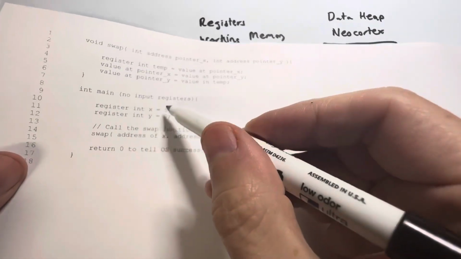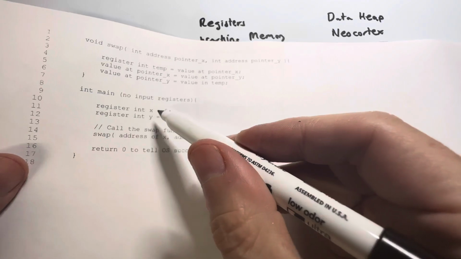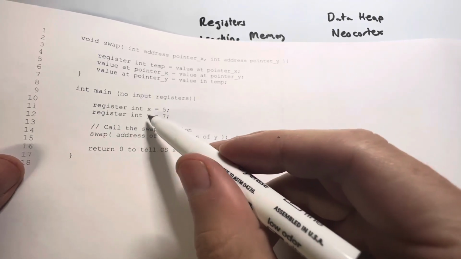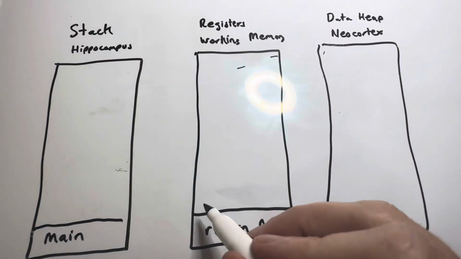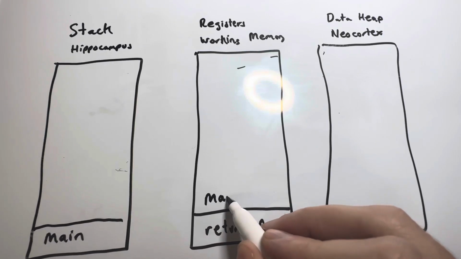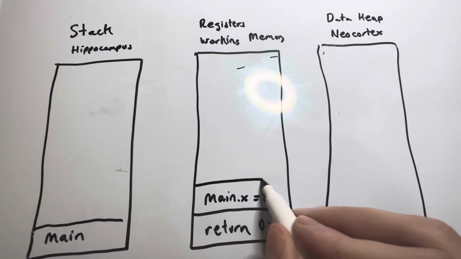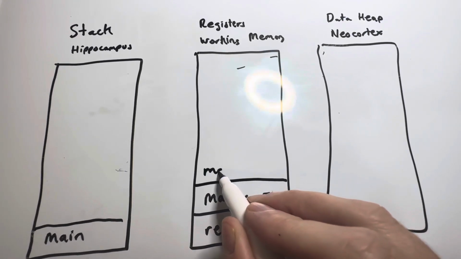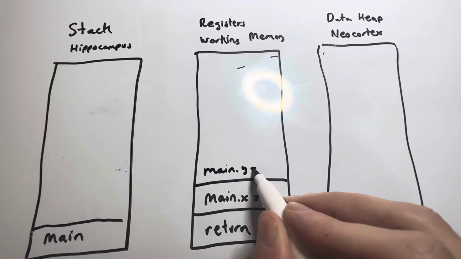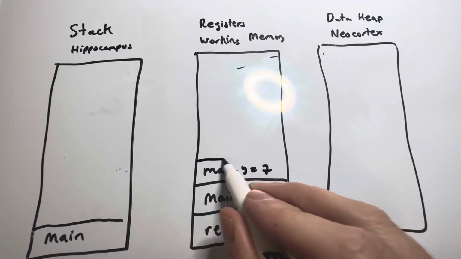And then we go through our code and allocate. So here we have allocating a register int x equal to 5 and register int y equal to 7. So I'm going to say main.x is equal to 5 and then main.y is equal to 7.